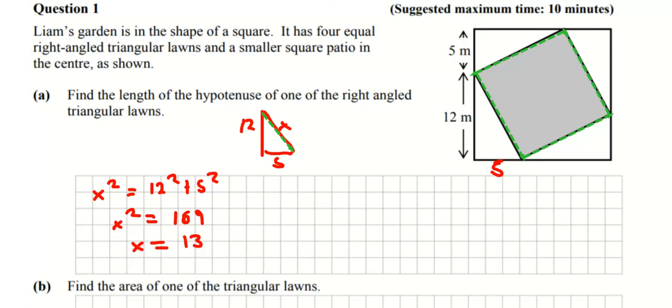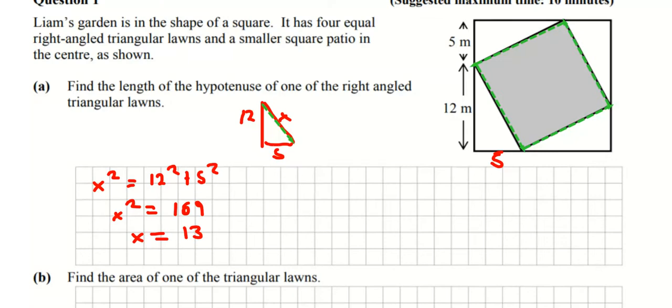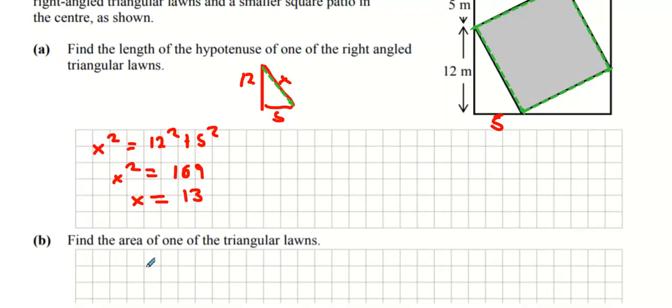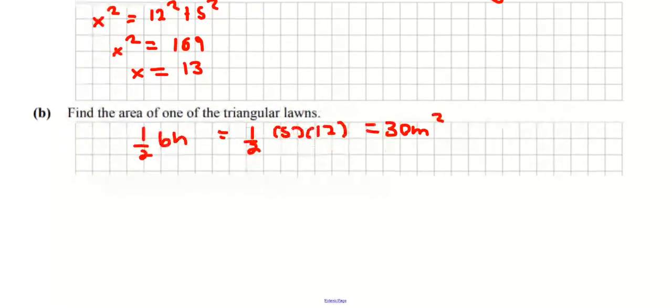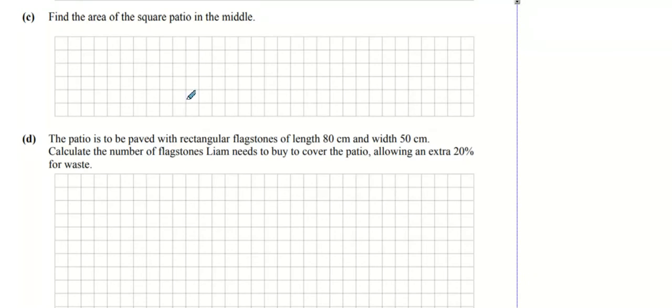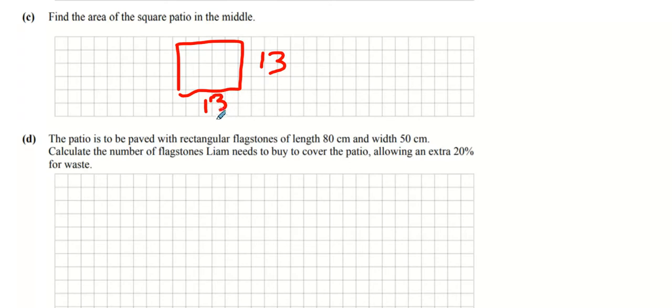Find the area of one of the triangular lawns. Well, it's a half base times height, which is going to be a half 5 times 12. Put that into your calculator, you'll get 30 meters squared. Question 3. Find the area of the square patio in the middle. Well, we already know it's a square, it's 13 by 13. So multiply length by width, you get 13 multiplied by 13, which is 169 meters squared.